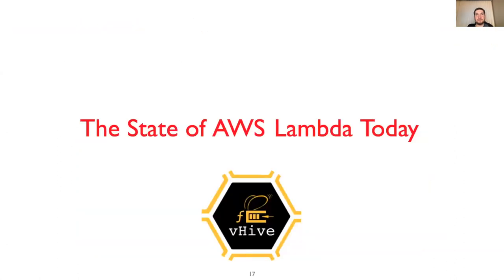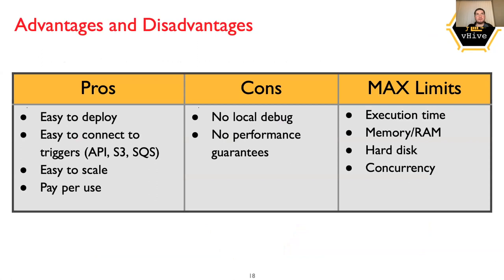So let me just go through the final slides and go through the state of AWS Lambda today. So going through different demos and seeing how it works, we can see that it has a lot of pros. It's very easy to deploy, connect to different types of connectors. It's very scalable and it's very convenient. But there are some cons. It's very hard to have a full local Lambda environment to make sure that you can reproduce locally what happens in the cloud. And there are no performance guarantees, both in how it will start lambdas, but also how it will handle cold starts.